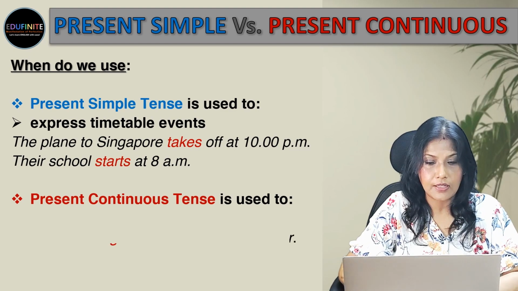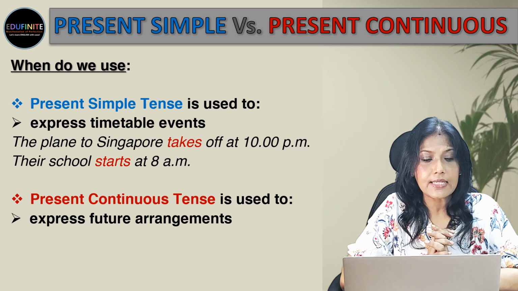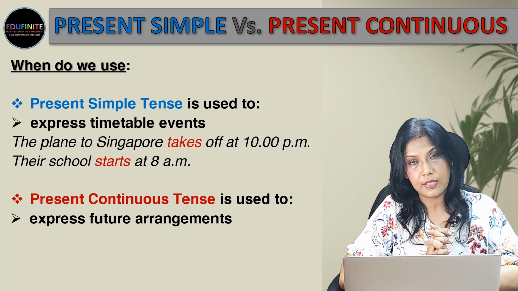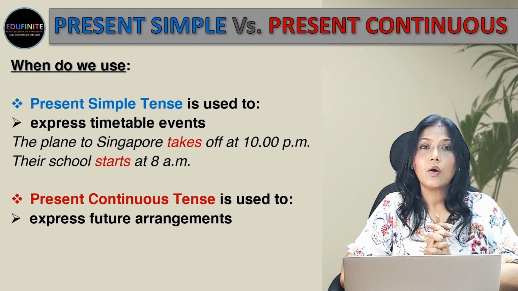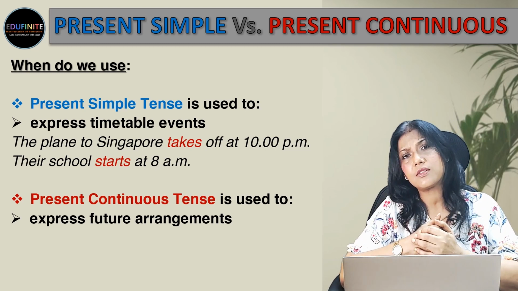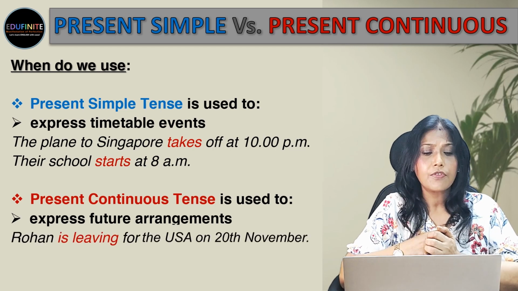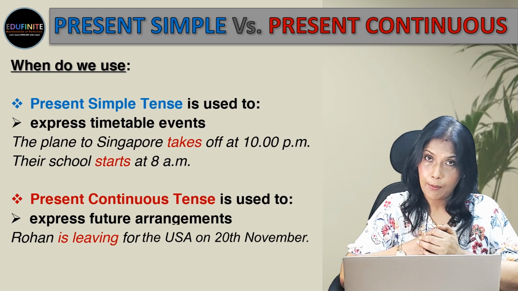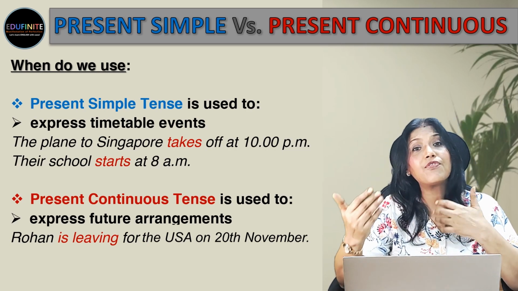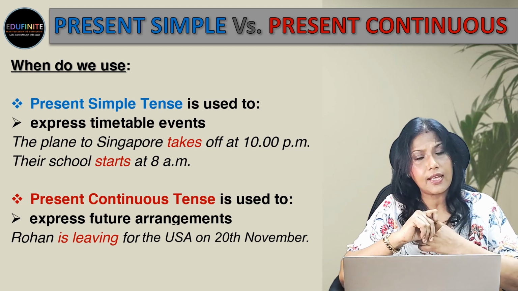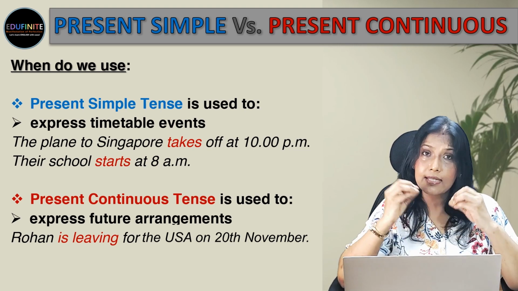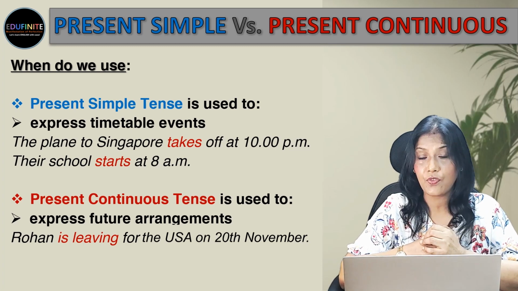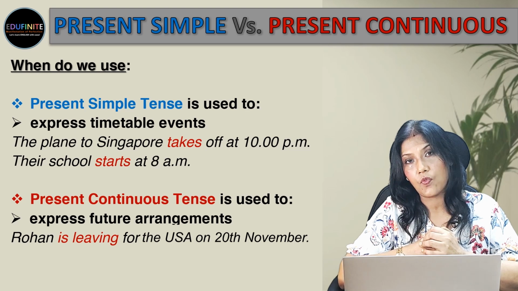Now we move on to present continuous tense. Present continuous tense is used to express future arrangements. Now, future arrangements means something that's going to happen in the future. For example, Rohan is leaving for USA on 20th November. So that's something planned for the future, but it's a fixed date. On 20th November, what is Rohan going to do? He's leaving for the US. Here, we don't say Rohan leaves for USA on the 20th of November.